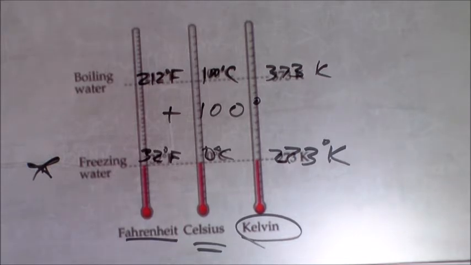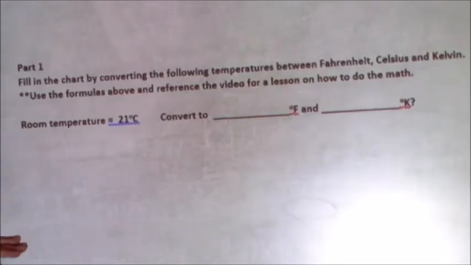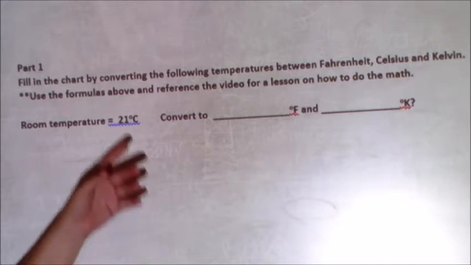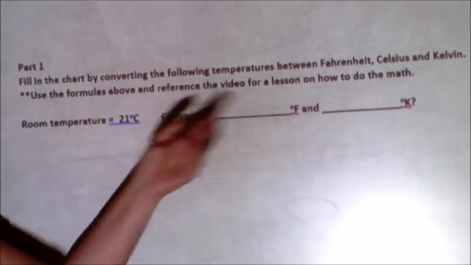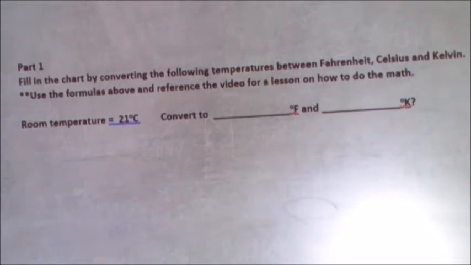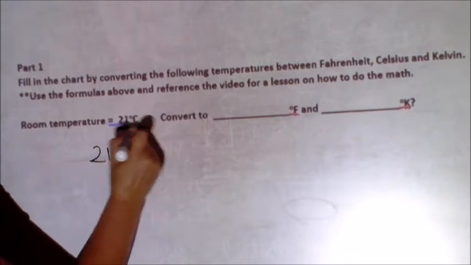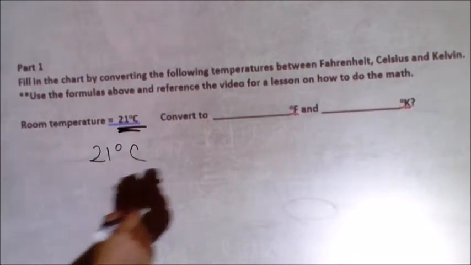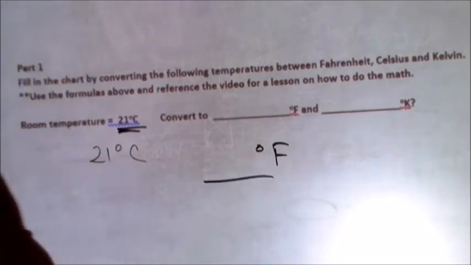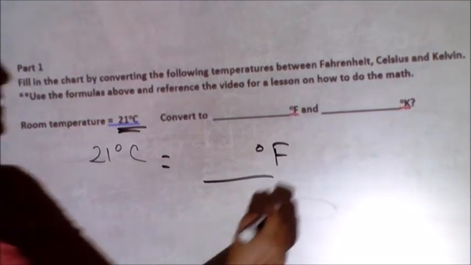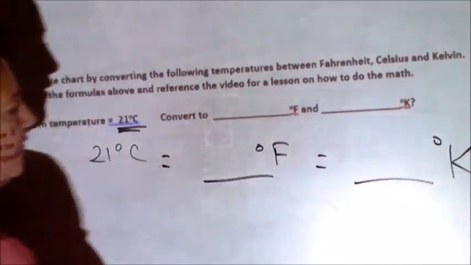At this point, you're going to have to be able to convert between these things. I've included all the formulas for you to use as you go through the next page of this worksheet. I'm going to show you how to do it so you know what you're doing for the rest of this paper. You're going to be filling in the chart, converting everything from Celsius to Fahrenheit to Kelvin. I have 21 degrees Celsius. That's room temperature. I want to know what that is in degrees Fahrenheit, and also in degrees Kelvin.